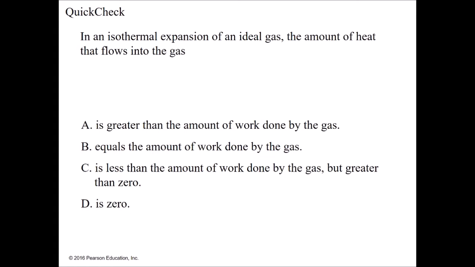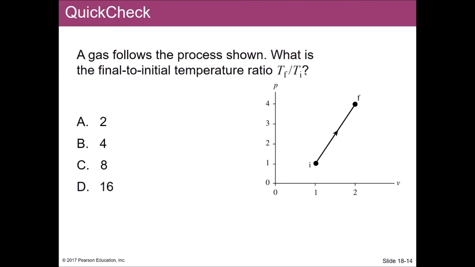All right, so the question for you here is: in an isothermal expansion of an ideal gas, the amount of heat that flows into the gas is what? Think about this for a minute. The answer here is B. So if this is an isothermal process, that means your E thermal is 0. If we look at the first law of thermodynamics, E thermal is Q minus W. So it means the heat and the work have to be the same.